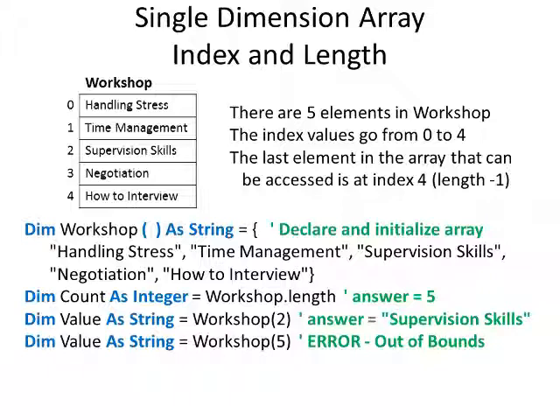Here is another example. Dim workshop() indicating I'm declaring an array As String = {. Then I can put all the data in there: "Handling Stress", "Time Management", "Supervision Skills", "Negotiation", "How to Interview", and a close curly brace. Notice that each one has quotes around it because they are strings. Dim count As Integer = workshop.Length. I'm going to get a 5. Dim value As String = workshop(2). That's going to give me "Supervision Skills" going into the variable called value. How about if I said Dim value As String = workshop(5)? Well, I'm out of bounds. So the index values only go from 0 to 4.